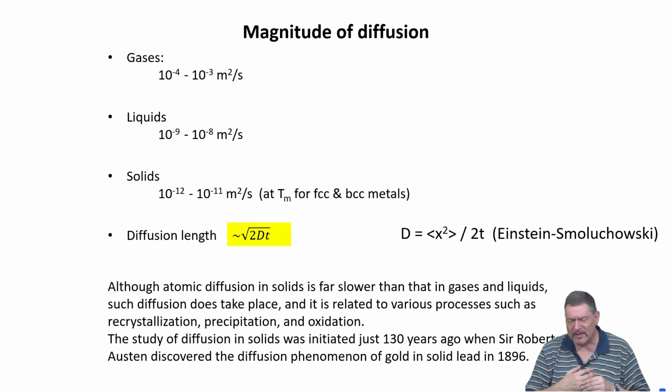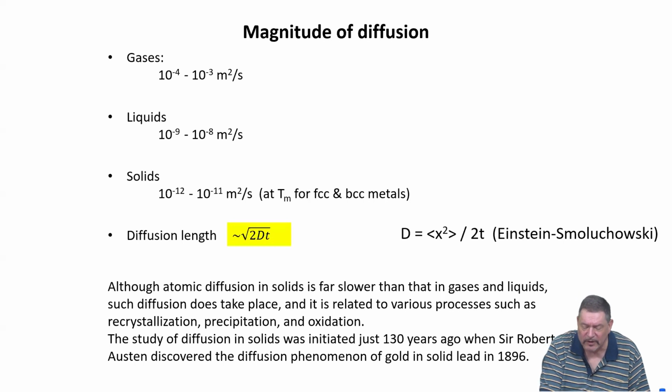When you look into textbooks, typically a diffusion length is mentioned. This is the square root of 2Dt, where D is the diffusion coefficient and t is the time available for diffusion.